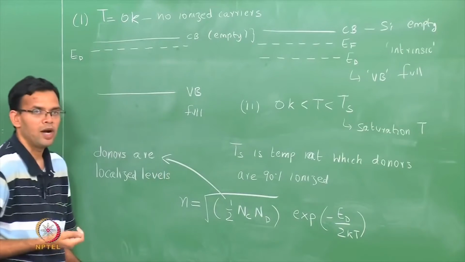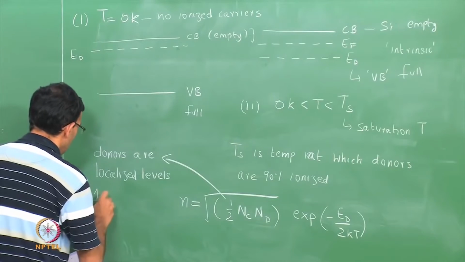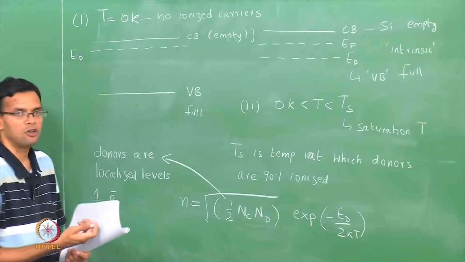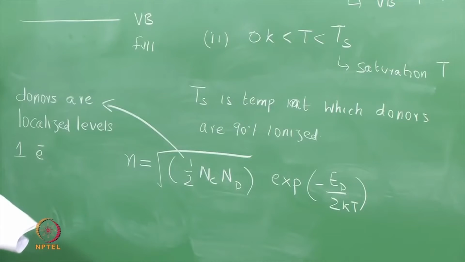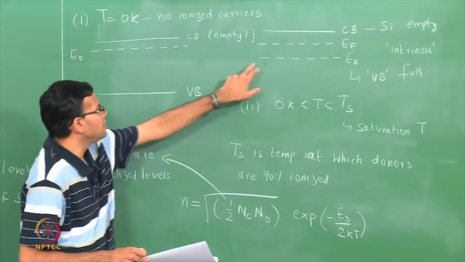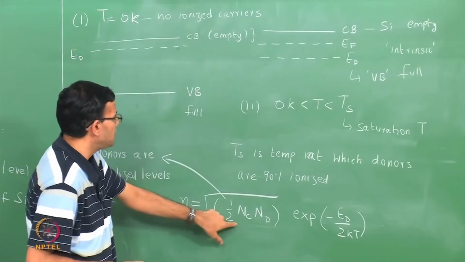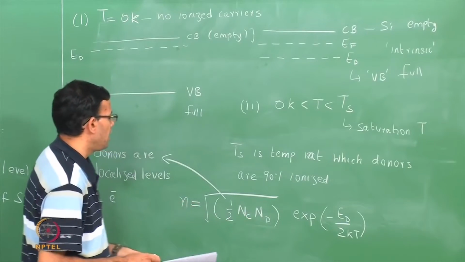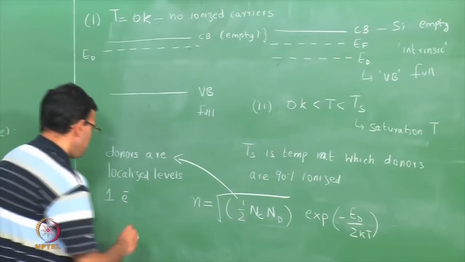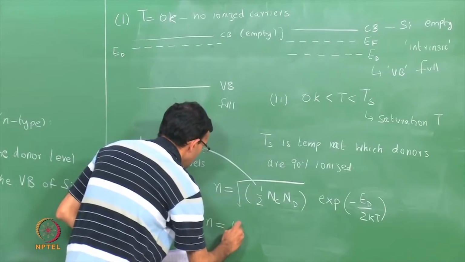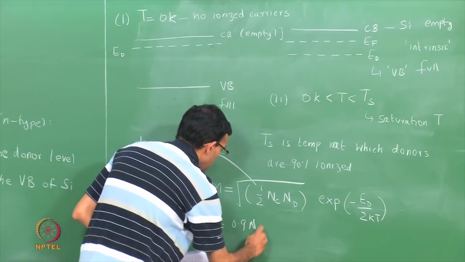So, they can only take one electron, whereas a normal band can have 2 electrons of opposite spin. Because your donors are localized levels, they can take only 1 electron, which is why we have the term 1/2. So, we are treating this as an intrinsic, with Ec being your conduction band and the donor being the valence band, and at the saturation temperature N is 90% of Nd.